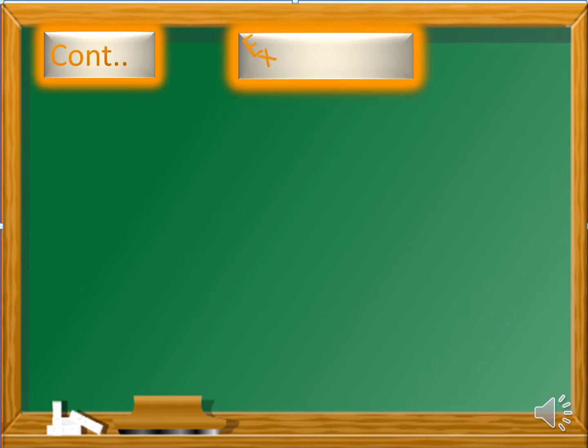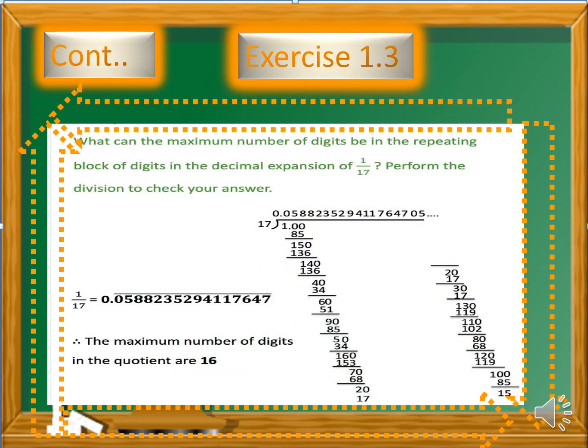So you know that we have completed learning till exercise 1.2, and in this video we are going to see exercise 1.3, that is from 5th sum to 6th sum. So let's see what are those.